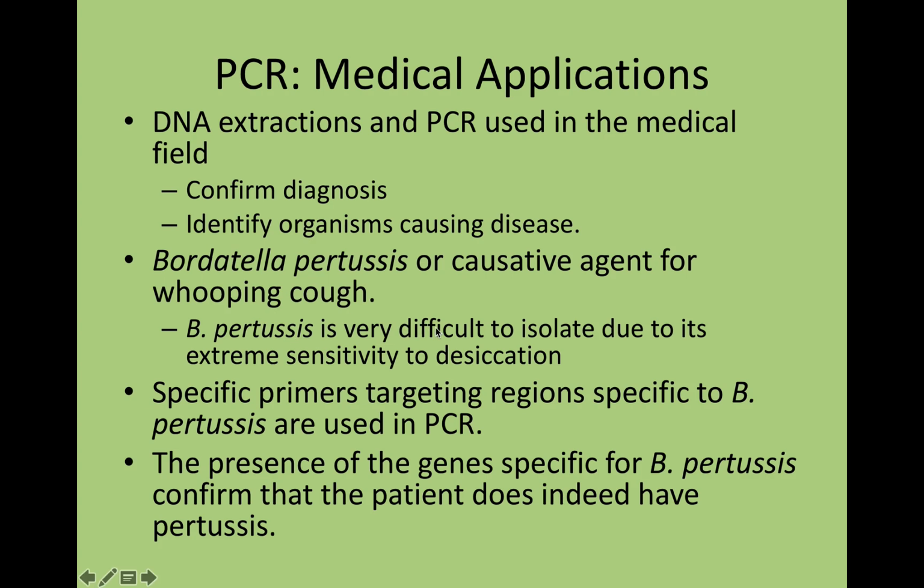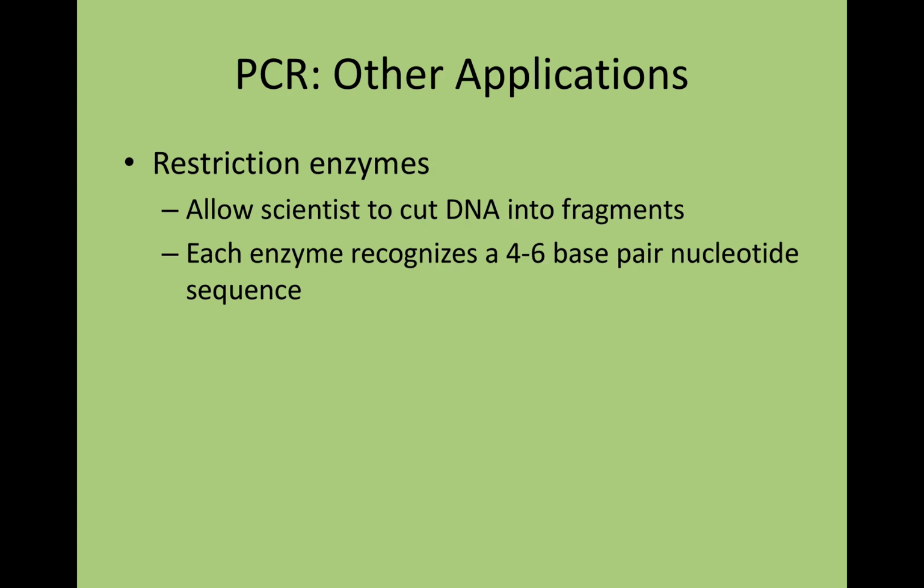Pertussis is very difficult to isolate due to its extreme sensitivity to desiccation, so it dries out very easily. So we can have primers specific for target regions on the Bordetella pertussis genome and use PCR to amplify pertussis genes. The presence of the genes specific for that organism, Bordetella, would confirm the patient does indeed have pertussis.